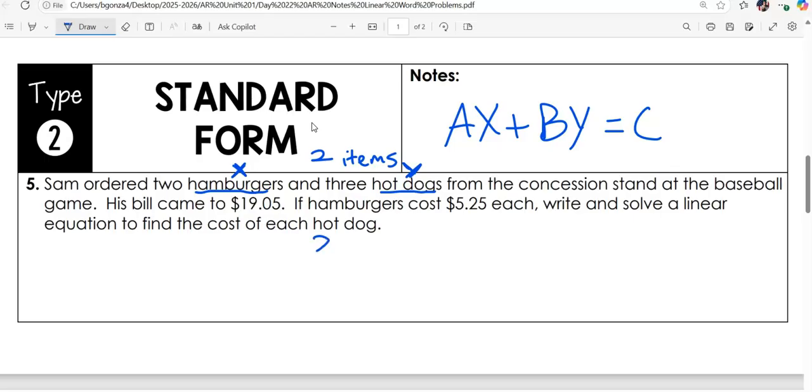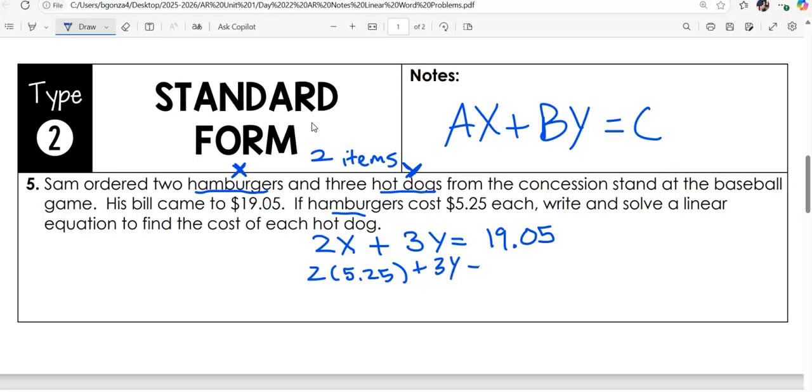So, 2X, 2 times the number of hamburgers, plus 3 hot dogs. So, 3 times the price of hot dogs equals, what's the total cost for both of these? $19.05. Okay, so that's standard. Then it tells us one of these X and Y. Hamburger is $5.25. Is hamburger X or Y? So instead of X, I'm going to put $5.25.